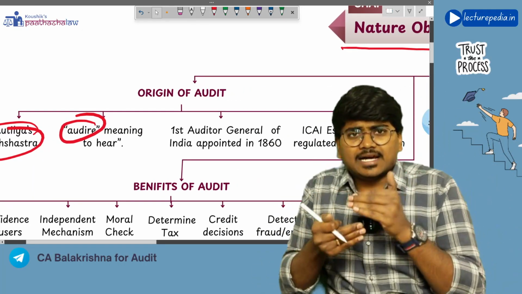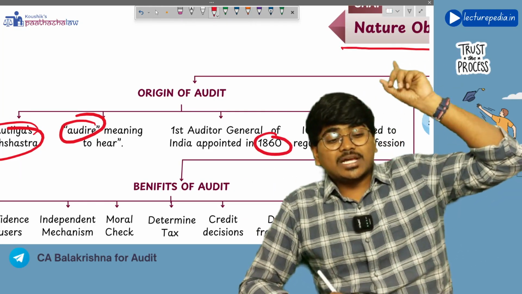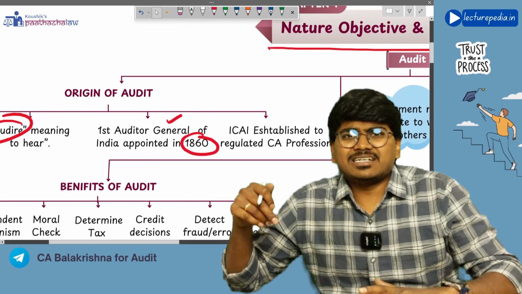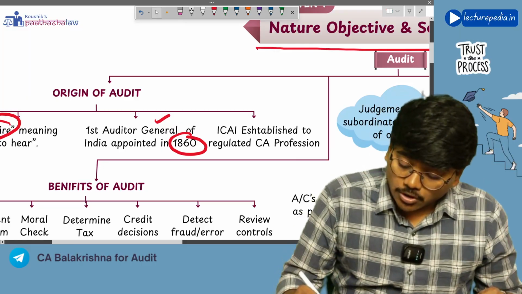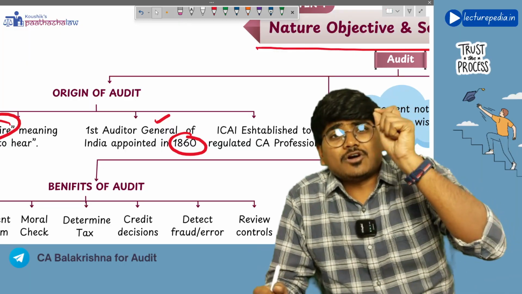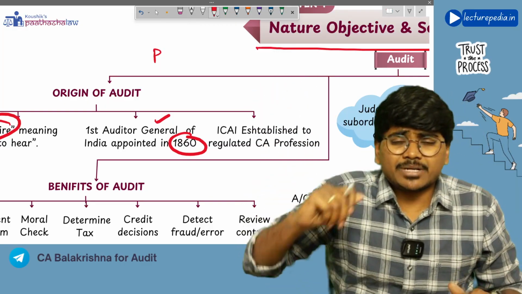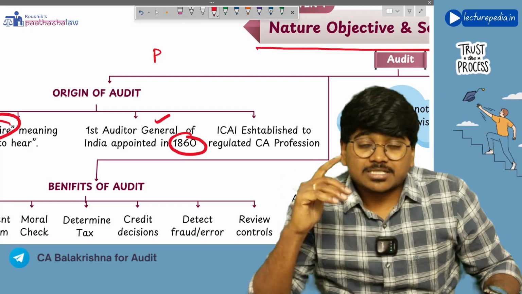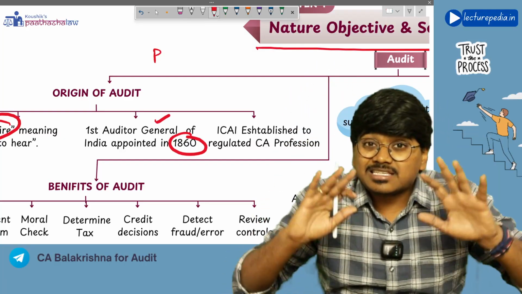And next, coming to India, the first auditor general in India was appointed in 1860, during British time. This auditor general is nothing but the present day Comptroller and Auditor General. He is none other than the auditor general. The Comptroller and Auditor General of India presently has the task of auditing all the government entities. This we will be discussing in government audit, that is, in audit of different types of entities. There is one particular concept known as government audit, right? There we will be learning about the Comptroller and Auditor General of India, C&AG.